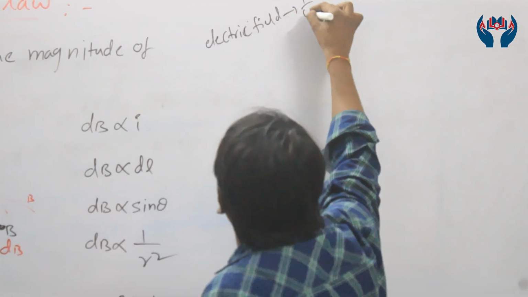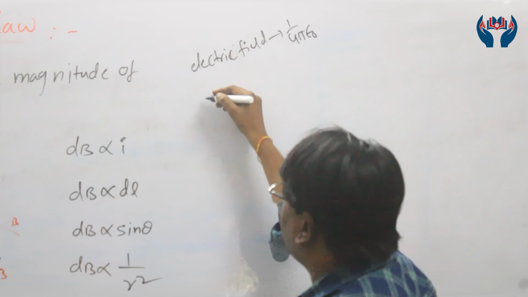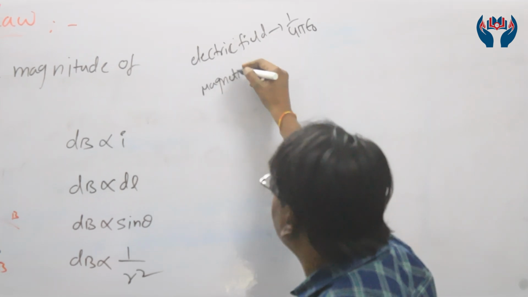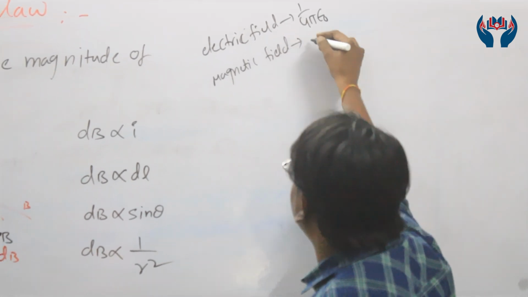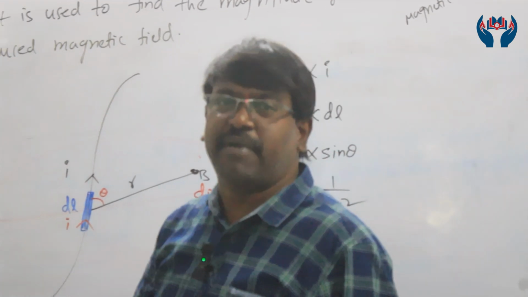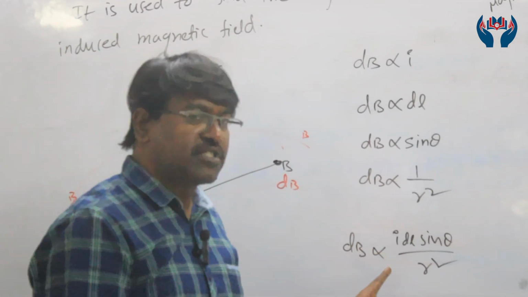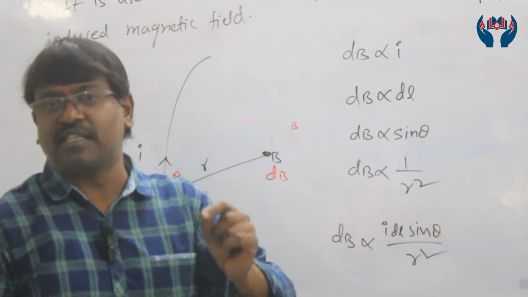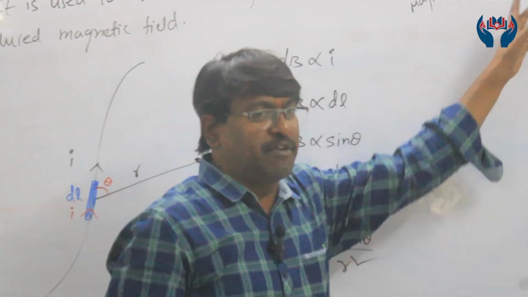What is the proportionality constant? That is 1 by 4 pi epsilon naught. In case of magnetic fields, what is the proportionality constant? That is mu naught by 4 pi. So here we are discussing magnetic field. After removing this proportionality symbol, we have to introduce one constant. That constant is mu naught by 4 pi.